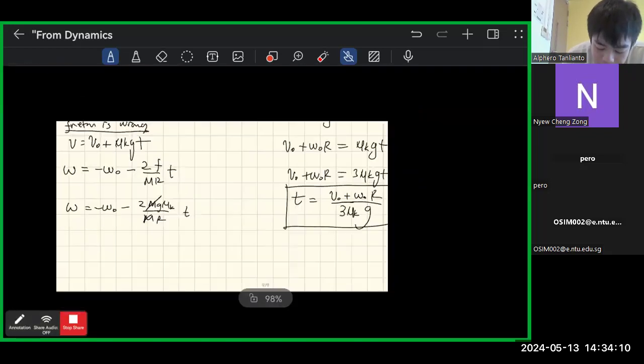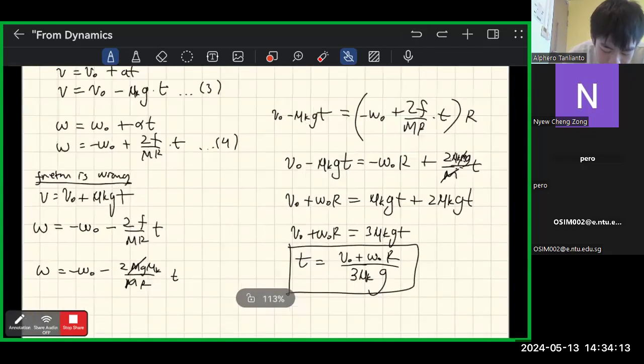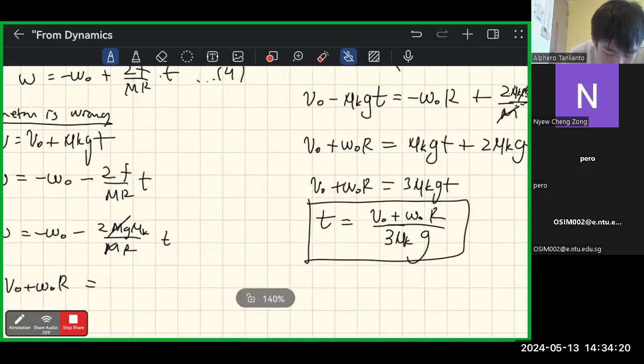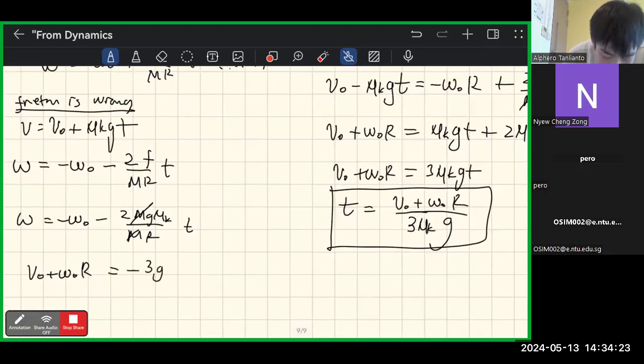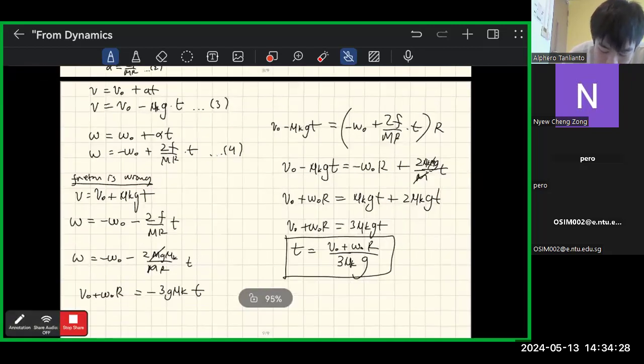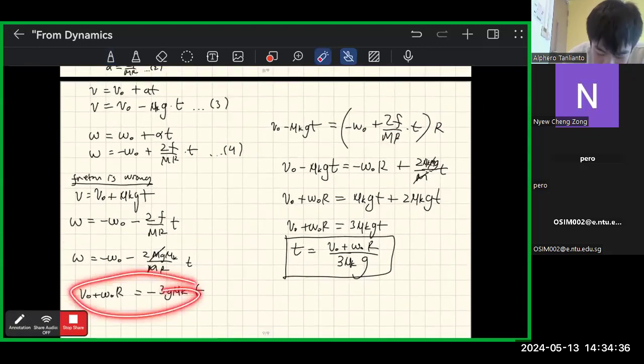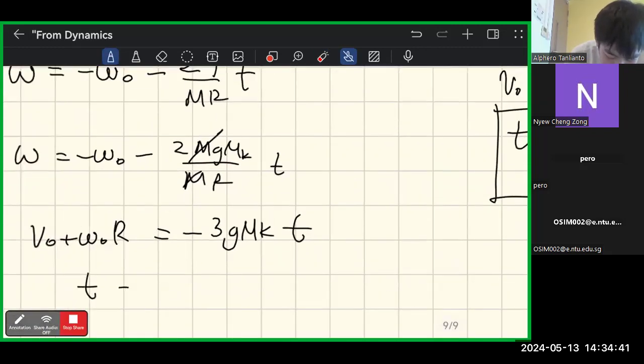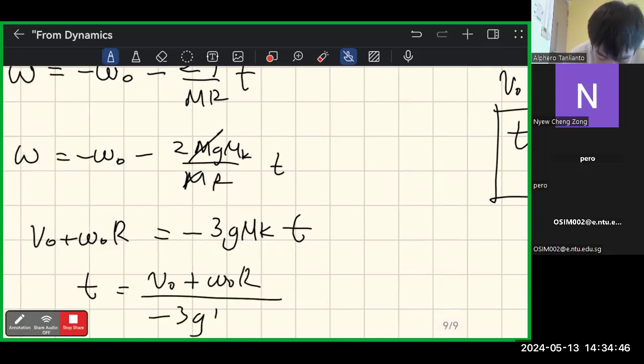And then if we do the same relation, I'll just do it for you guys. V naught plus omega naught r, equals negative 3g mu k t. Wait, let me think. Yeah, I think it's this way, right? So you have t equals V naught plus omega naught r over negative 3g mu.